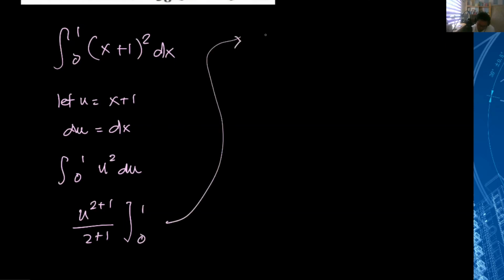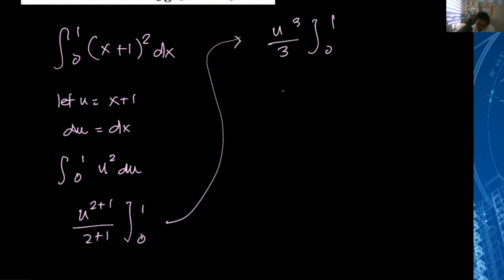So, this will be what? u squared plus 1 over 2 plus 1. Okay? Limit, there's no plus c here because this is again definite integrals. Okay? 0 to 1. Okay? So, this will be u cubed over 3, 0 to 1.